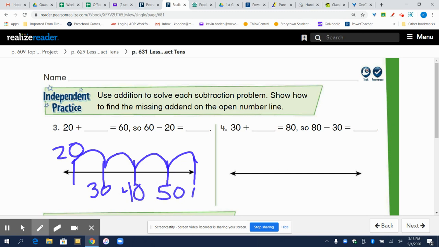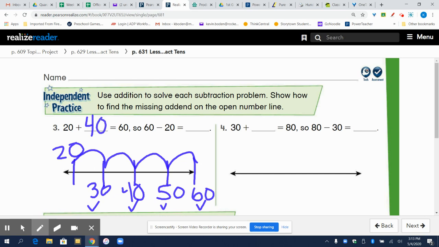50, and 60. So 2 10s plus how many more 10s gets up to 60? Well, I have 1 10, 2 10s, 3 10s, and 4 10s. And 4 10s is the same as what number? Hey, that's pretty good. That's exactly right. Good job. 40. So 20 plus 40 equals 60.